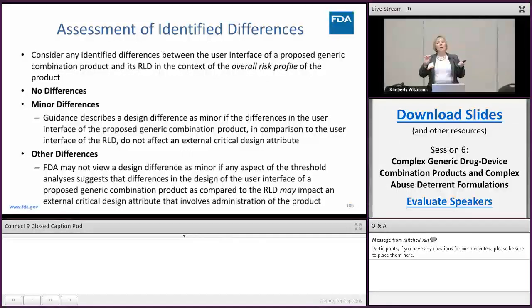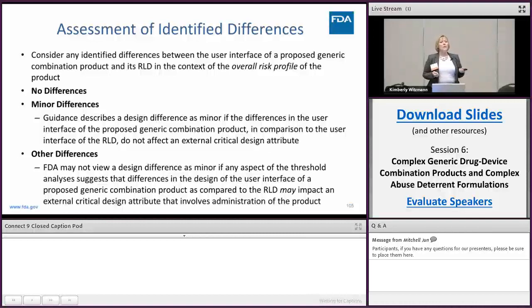Now, I did pick color because it's a straightforward one, but I do want you to keep in mind it may not be as straightforward as that. For example, if you have an actuator button on something that's bright red because this is where the button really, really has to be pushed for an emergency use, if you change the color of that button, that same color issue could now be considered a critical design attribute. So just keep that in mind when you're thinking of things like color. Again, size, shape, if it's a complete square versus if the corners are a little rounded off, things like that that may not be affecting those external critical design attributes are what we're talking about with those minor differences.